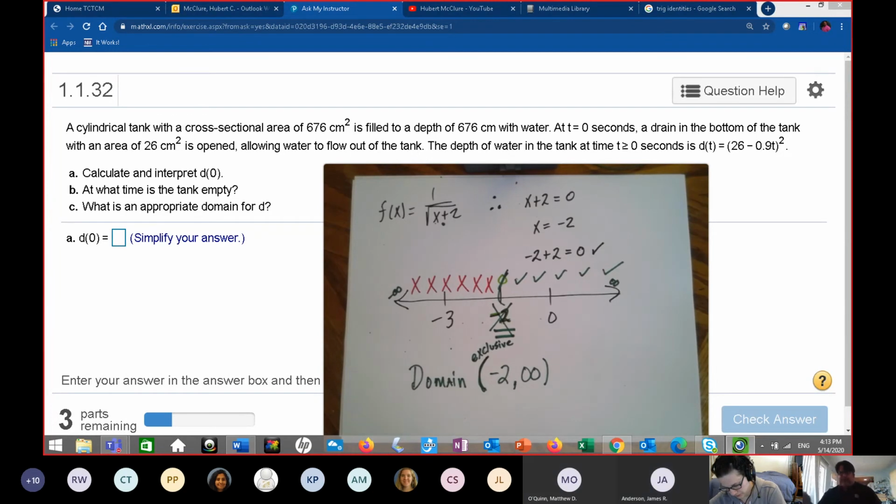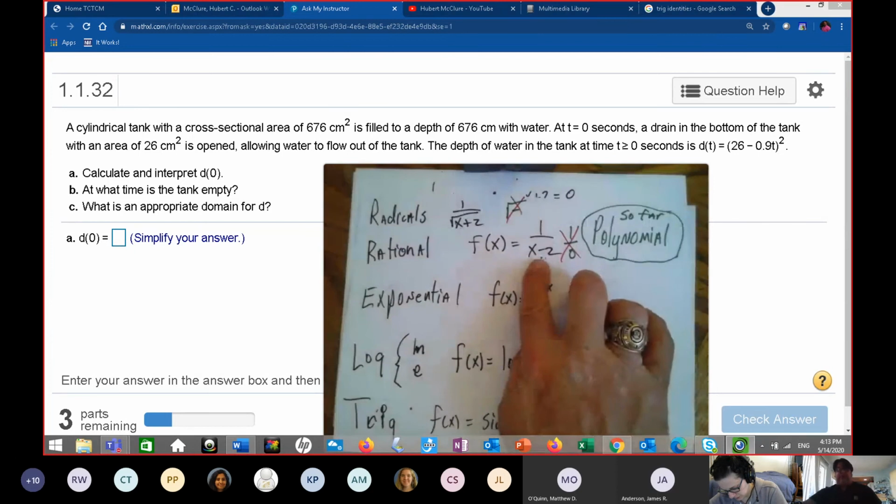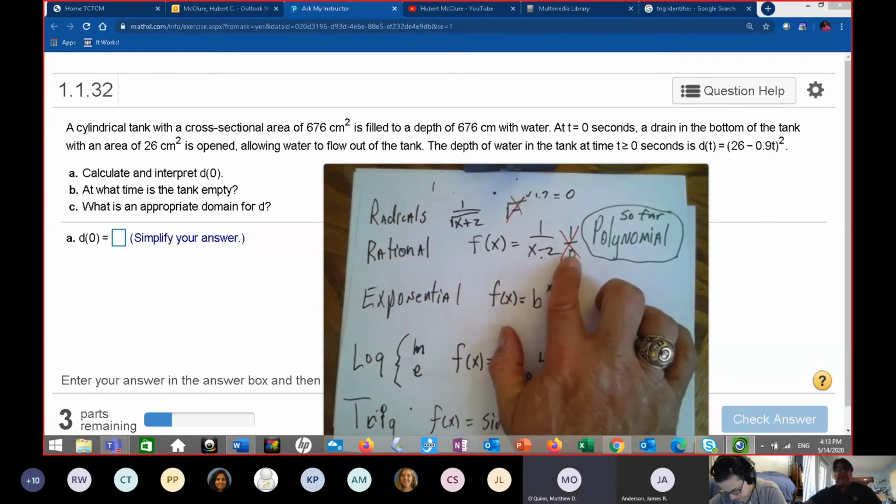For the x - 2 in the denominator on the next problem, you know that's going to be 2. So the domain would be all numbers except for 2, because you can have a negative in the denominator. You just can't have 0.